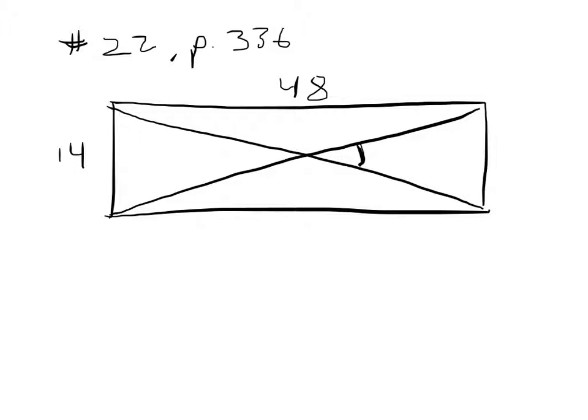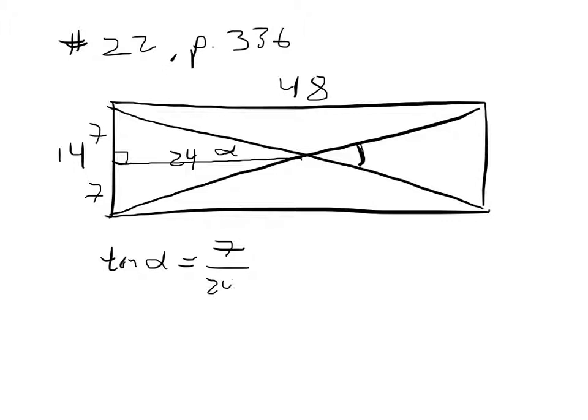Well, there's no right triangles in here right now, but I can create one by drawing an altitude right here. If I do that, I'm going to break up into 7 and 7, and this altitude where the midpoints of the diagonals meet is going to be halfway, so then I know that this is 24. If I go over that after that angle alpha, I know that the tangent of alpha equals 7 opposite over adjacent 24. So I could use tan inverse of 7/24 to get that angle alpha.